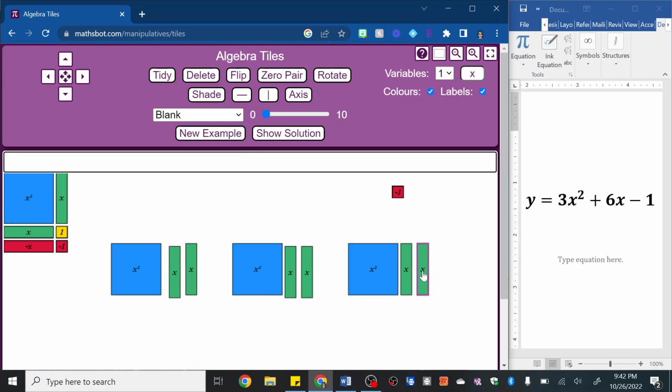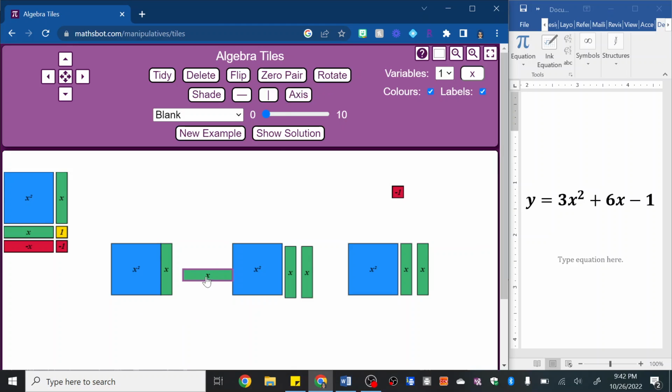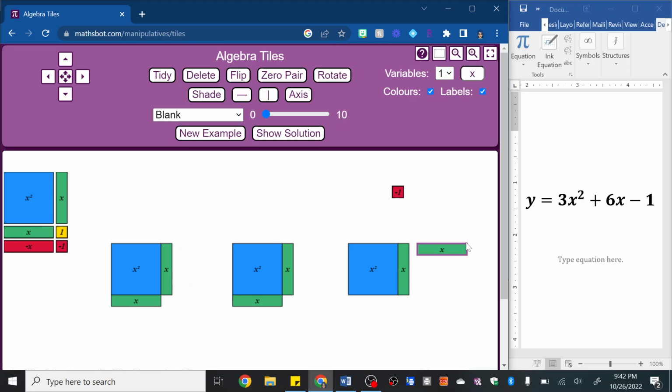Now, in each of these groups, I want you to start to create the formation of a square. So if I take a look at the first group, I'm going to put one of the rectangles on the side like this. And then the other rectangle, I'm going to rotate and put at the bottom. I'm going to do the same thing with my second x squared tile. Again, I'm going to rotate the other rectangle. And then last but not least, do the same thing, rotating that other rectangular tile.